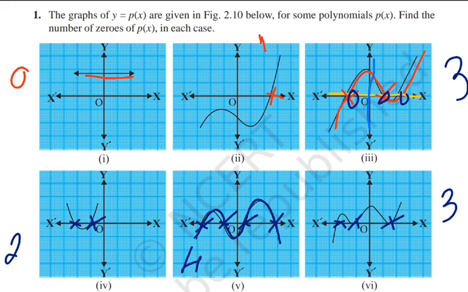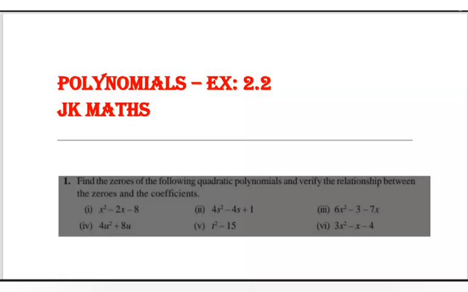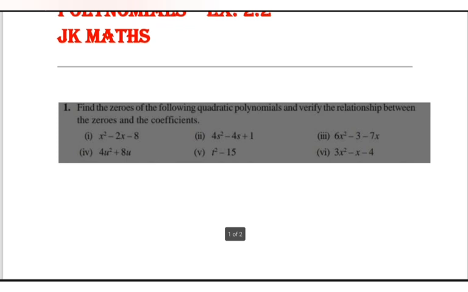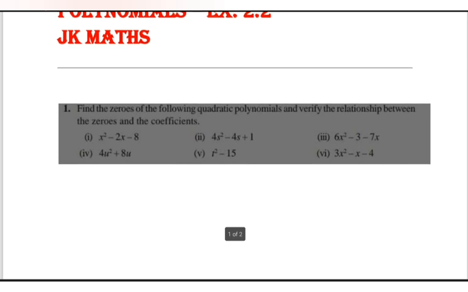Let's go to the second one. So this is the second sum. Find the zeros of the following quadratic polynomials and verify the relation between the zeros and the coefficients. So a quadratic polynomial is given, so we should find the zeros from them and we should verify the relation between zeros and the coefficients. So first our step is to find the zeros of the quadratic polynomial.